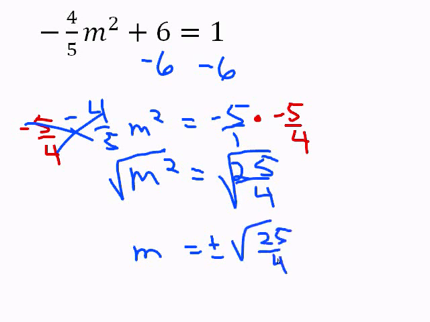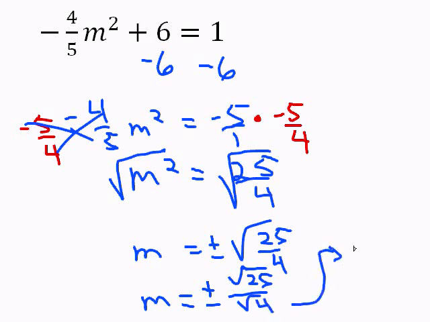Now if you remember, the square root of a fraction is equal to the square root of the top over the square root of the bottom. So our final answer will be m is equal to plus or minus 5 over 2.